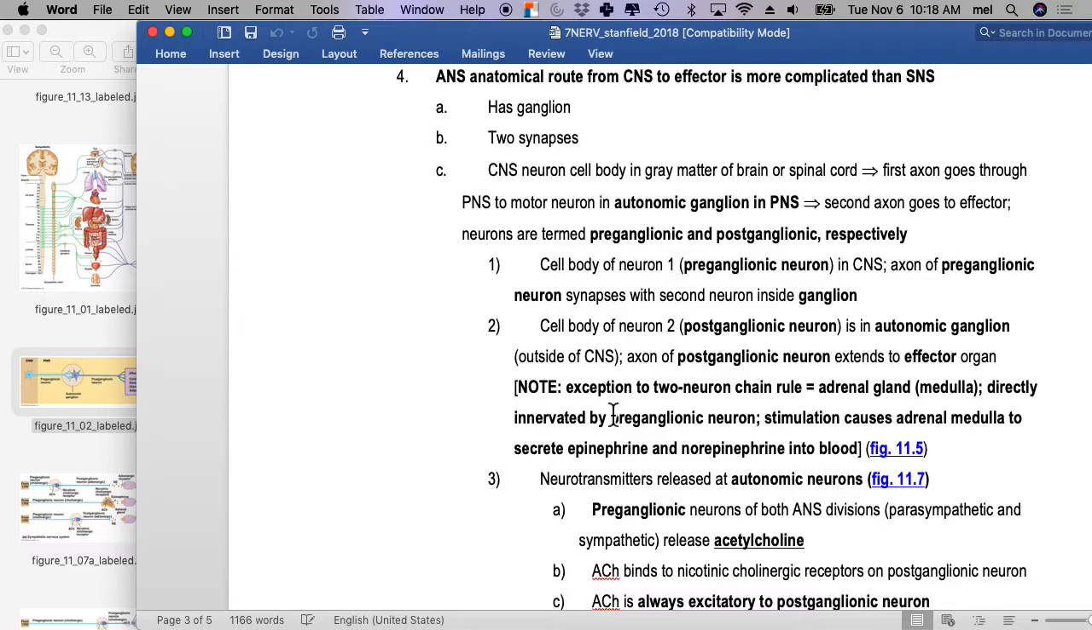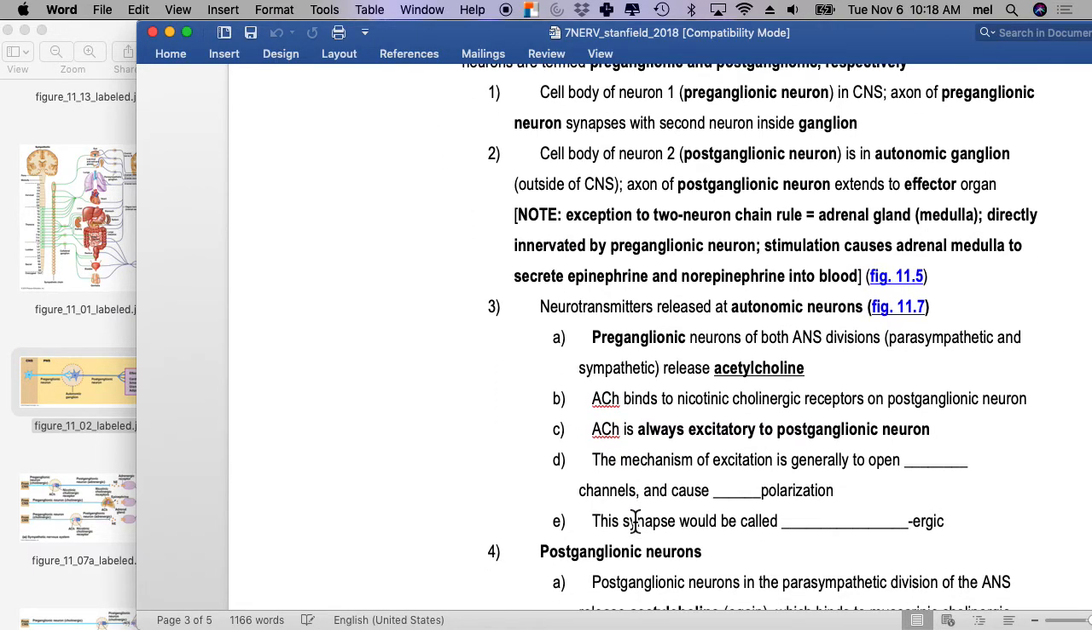So now let's start getting into the neurotransmitters. Okay, you ready? The neurotransmitters that are released are not too bad. The neurotransmitters released at autonomic neurons, so stick with me. The neurotransmitter released here and here is acetylcholine.